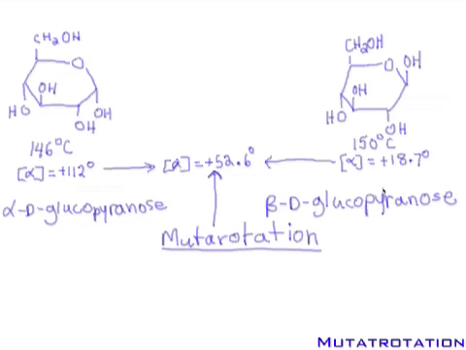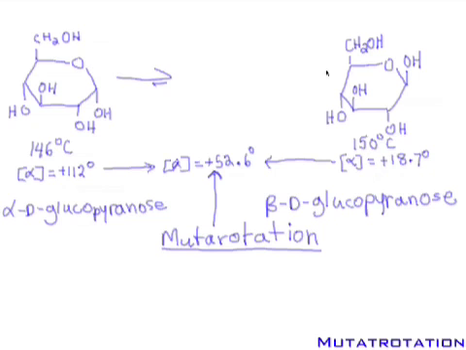Likewise, if we take pure beta D-Glucopyranose, measure its specific rotation, it's plus 18.7. Dissolve it in water and observe it over time, that plus 18.7 slowly changes to plus 52.6. The change in the optical rotation is mutarotation. But what causes it? What causes it is the equilibrium.